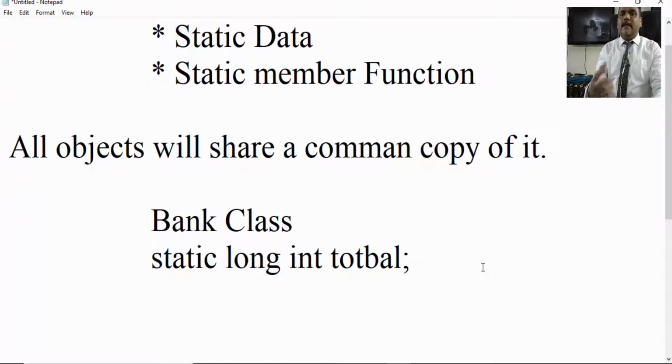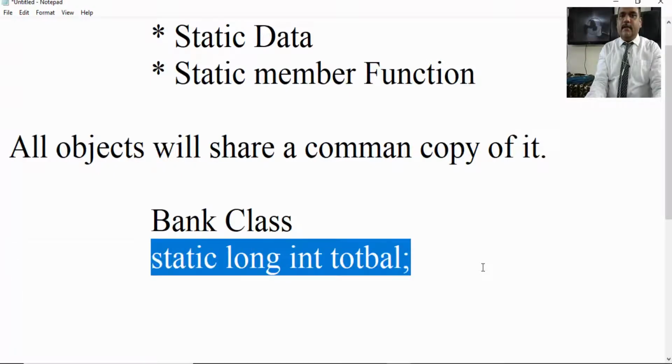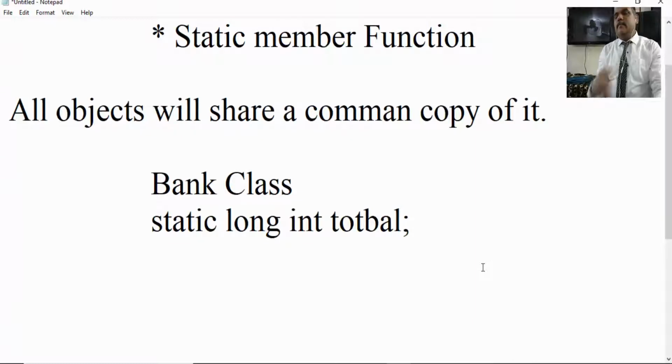Whenever you declare static data, at the end of the class definition you have to initialize it to 0. If you declare a static data member inside a class, it gets initialized to 0 by default, but in object-oriented programming initialization of data inside the class is not allowed.